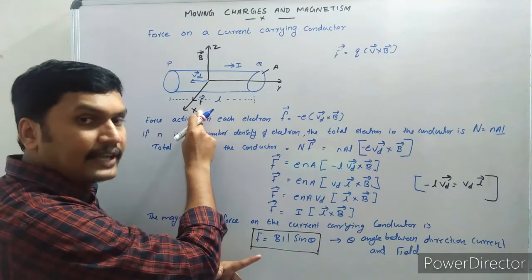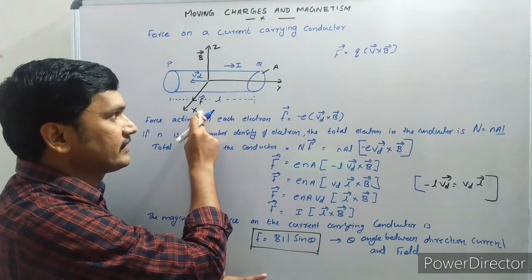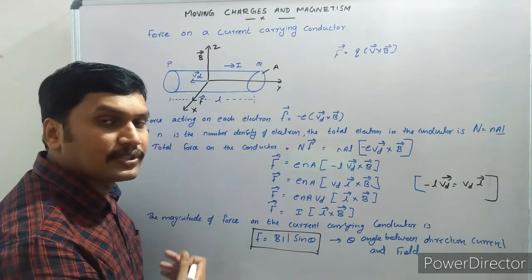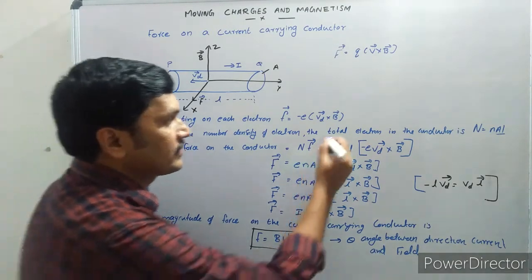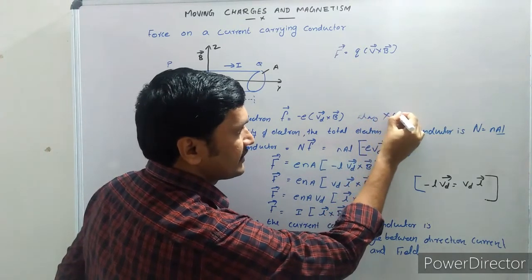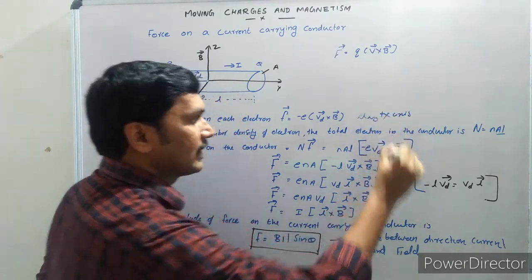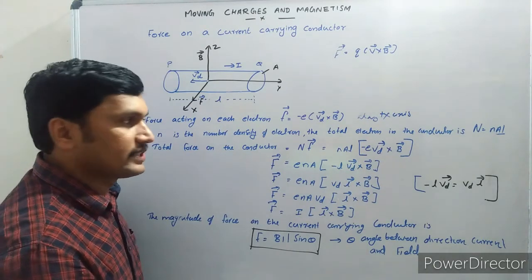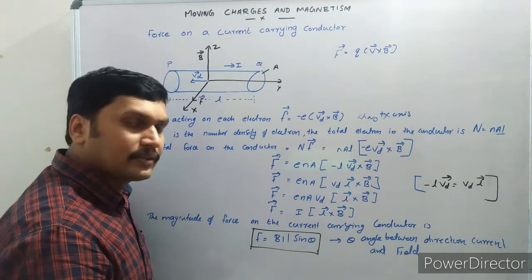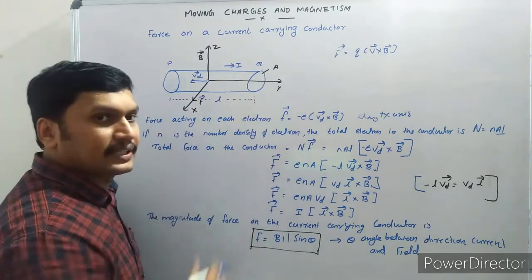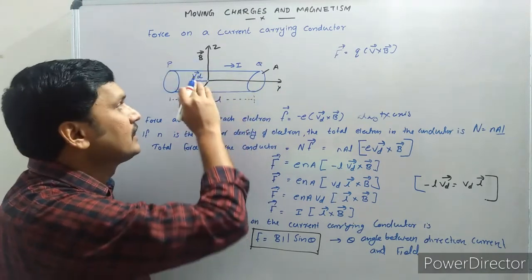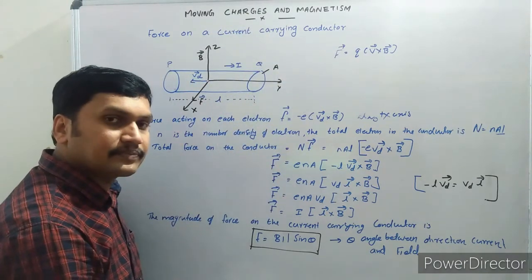This is along the positive x-axis. So this electron experiences a force along the positive x-axis. So the direction of force is along the x-axis. It experiences a force along the positive x-axis. That's the case of a single electron. But you know that when current is flowing through this conductor, all the electrons are flowing in the direction opposite to the current with a very small velocity.